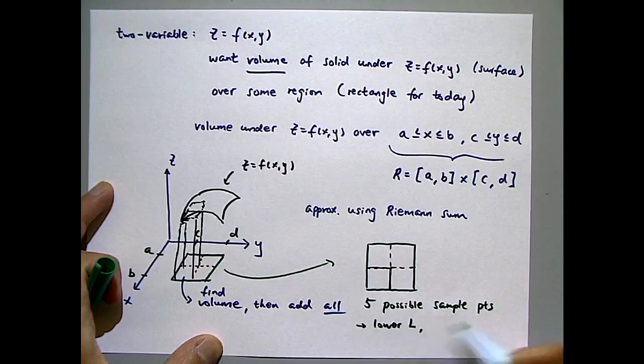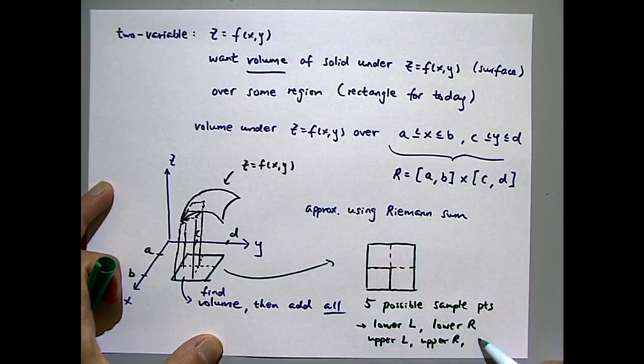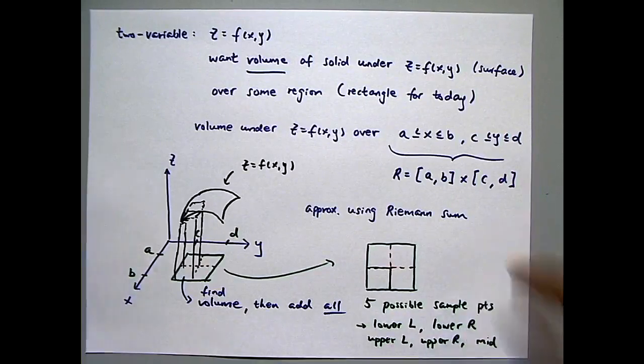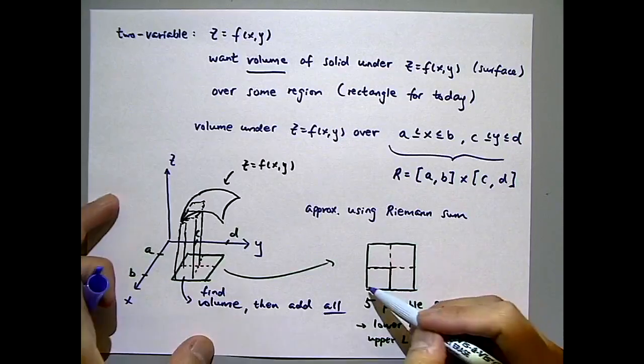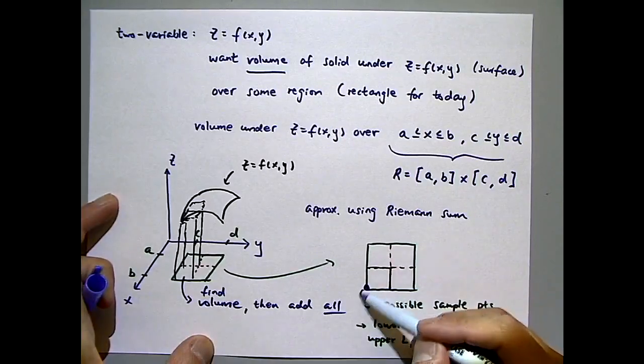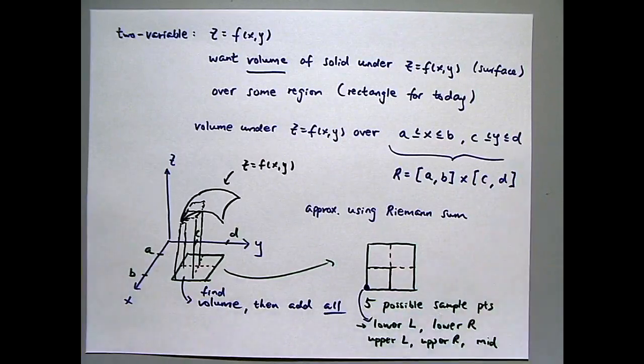Lower left, lower right, upper left, upper right, and of course, mid. And I'll just sketch a couple of these. So here's our lower left. I calculate what the function is at that point, and then I use that to represent the height of that bar, of that column right here.